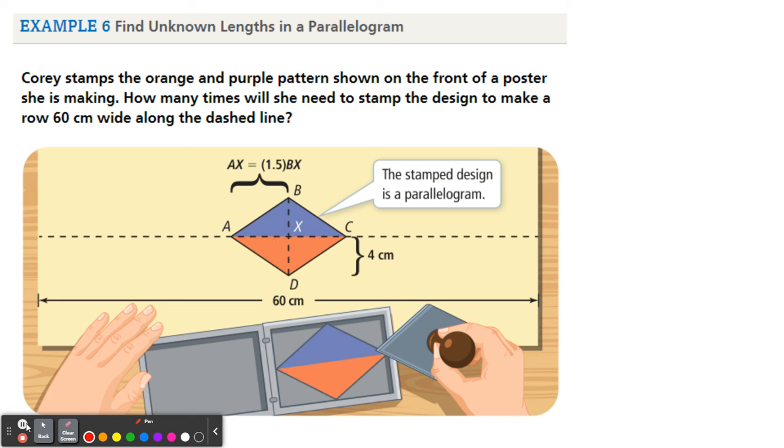Okay, so basically what it's saying is, right, we need to find how long AX is, XC is, how long this diagonal is, right? That's going to give us how many times we have to stamp this stamp, right? So again, it's important to understand that these are the diagonals. AC is the diagonal. So first off, we know that the diagonals bisect each other.